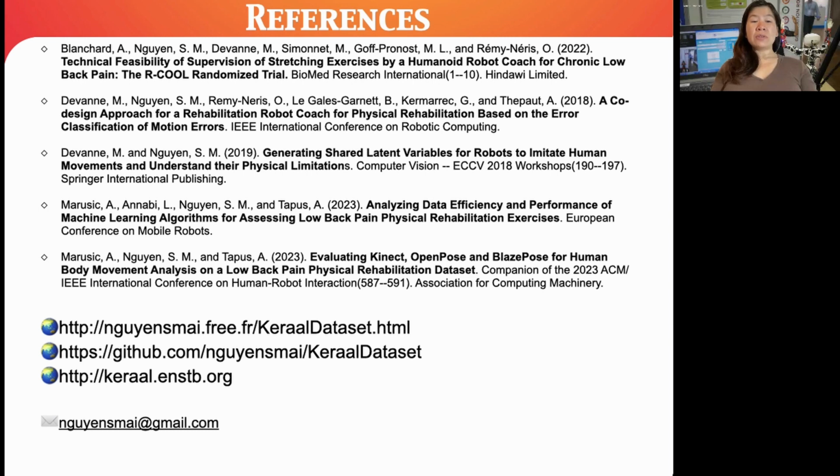You can download the dataset from the website and check the code on the GitHub page.